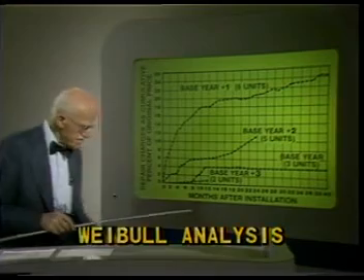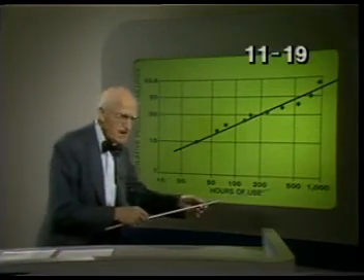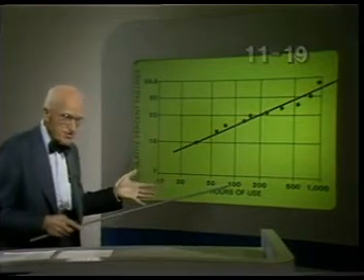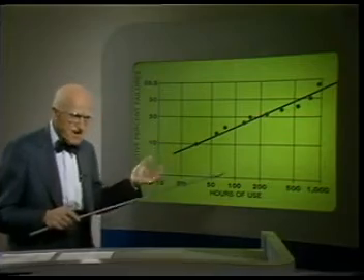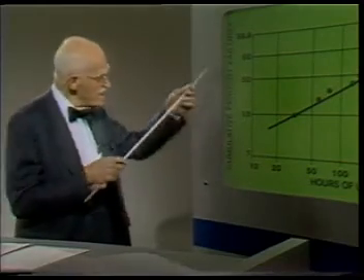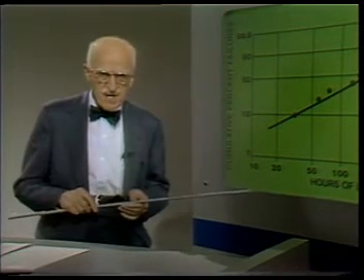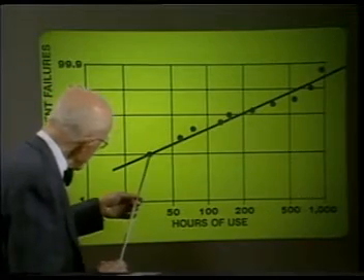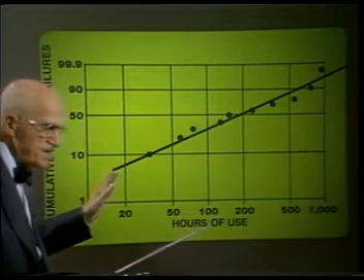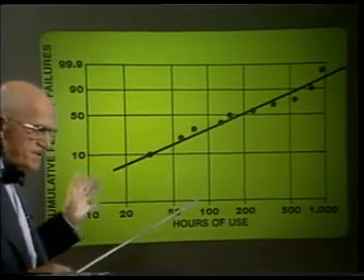Next, the Weibull analysis. The horizontal scale is amount of use in any unit of measure: time in hours, kilometers of travel, cycles of operation. The vertical scale is cumulative percent failures and is a probability scale. Suppose now we run a life test on 10 units of product. The first failure occurs at 34 hours. So we plot a point at the intersection of 34 hours and 10% failures.